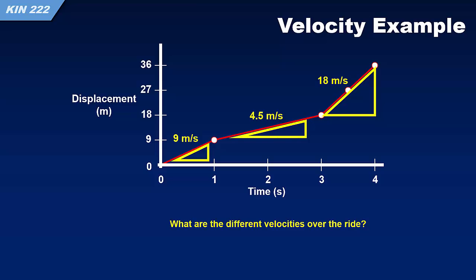So we have the cyclist going 3 different velocities across those 4 seconds: 9 meters per second across that first second, 4.5 meters per second across that middle section, and 18 meters per second across that last section.